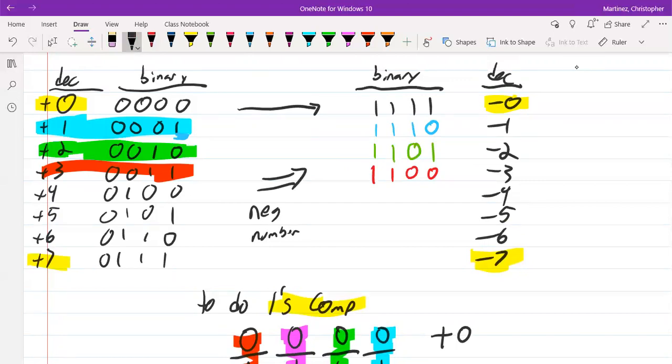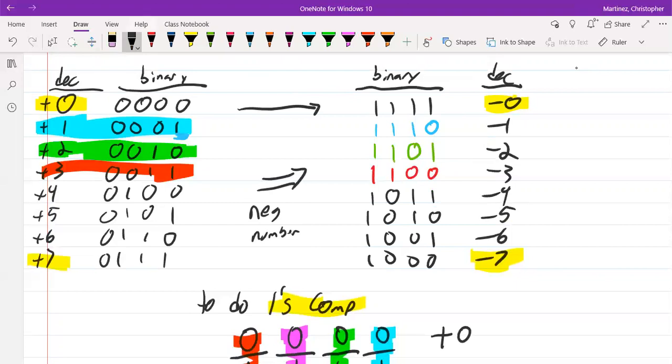Okay, let's continue doing that. For 4, 0 becomes a 1. 0 becomes a 1. 1 becomes a 0. 0 becomes a 1. For 5, it's 1, 0, 1, 0. 6, 1, 0, 0, 1. 7, 1, 0, 0, 0.